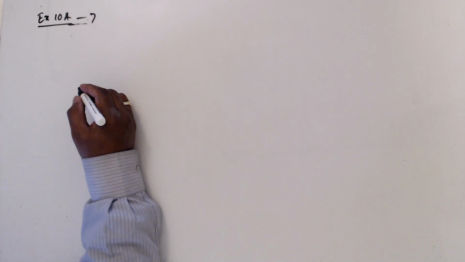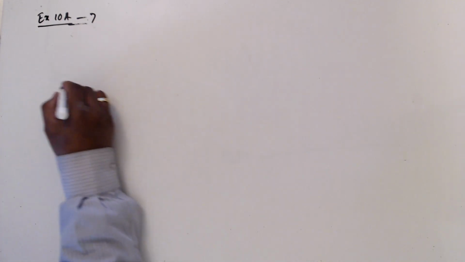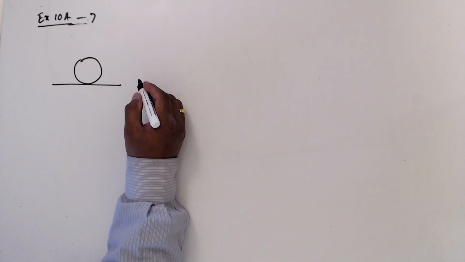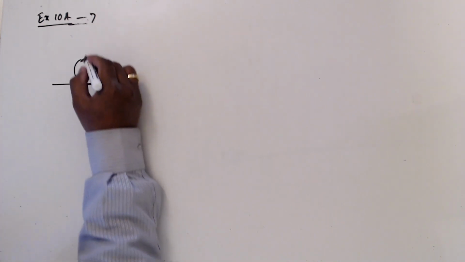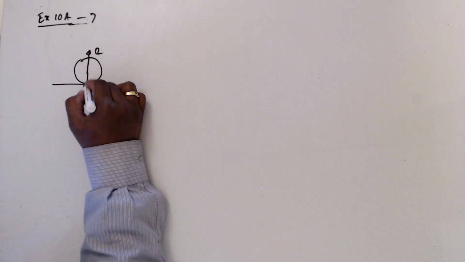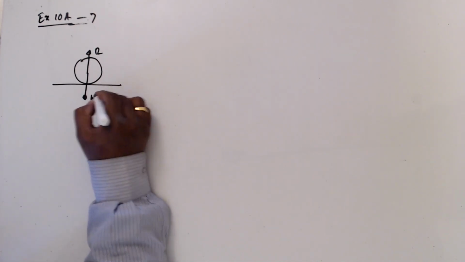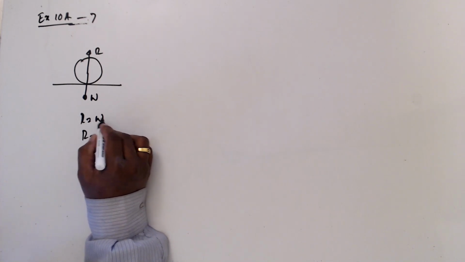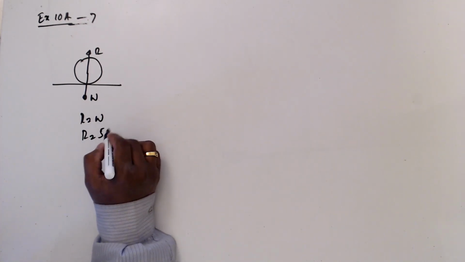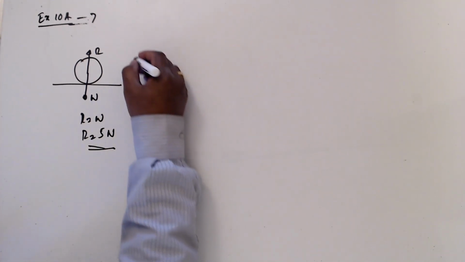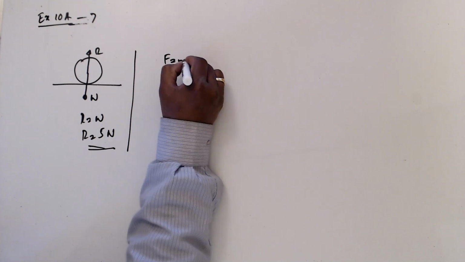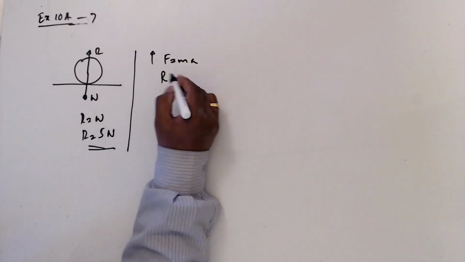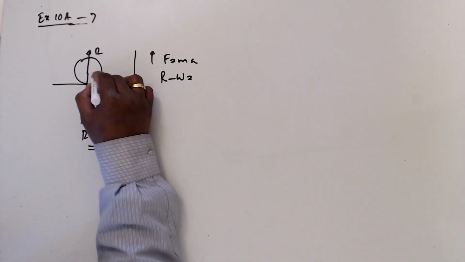Number 7. A particle of weight 5 N sits at rest on a horizontal plane. State the value of the normal reaction acting on the particle. So R is here, W is here, R equals W. We know that W is 5 Newton, so R equals 5 Newton. The proper calculation is to put F equals ma upward or downward. The upward force is R, the downward force is W, and the mass is m.